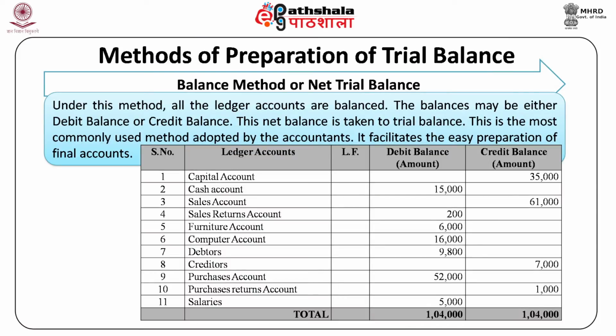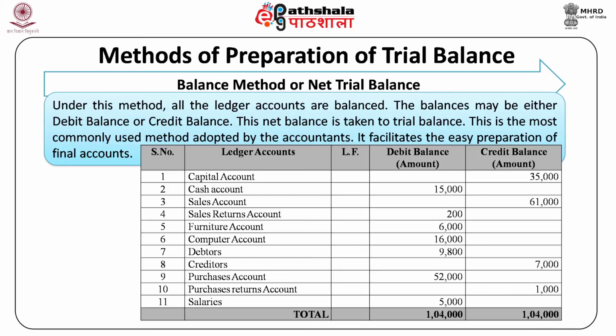Balance method or net trial balance. Under this method, all the ledger accounts are balanced. The balances may be either debit balance or credit balance. This net balance is taken to trial balance. This is the most commonly used method adopted by accountants. It facilitates the easy preparation of final accounts. Trial balance, balance method as at so and so date.